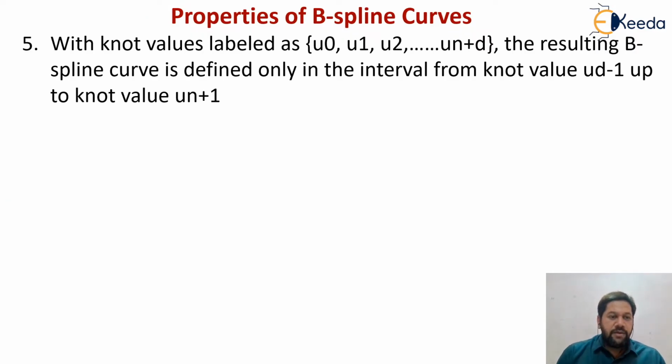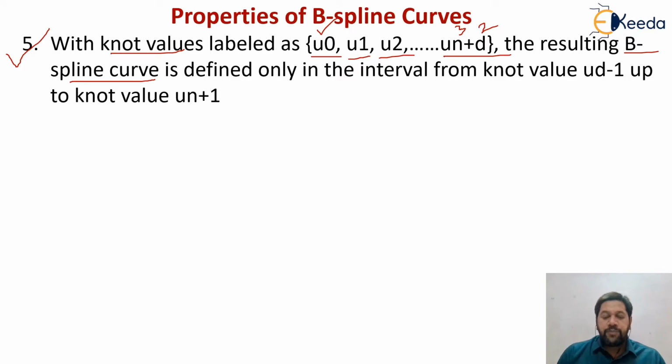This is the fifth property of the B-spline curve, with knot values labeled u0. Now I come to know that I have n plus d, and n plus d plus 1, because I'm starting with 0. So the knot values are labeled u0, u1, u2 up to u n plus d. Suppose n is equal to 3 and d is equal to 2, so 3 plus 2 is 5, so it is u5. It starts from 0, 1, 2 up to u5, so that's why it is n plus d plus 1.